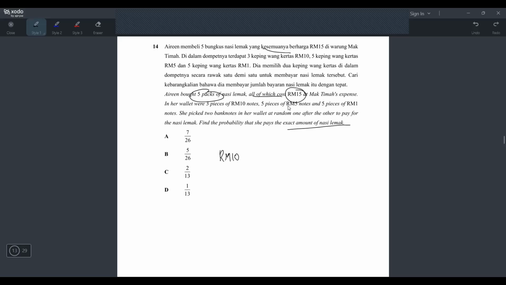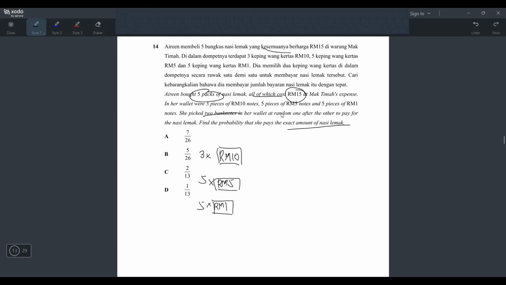Okay. And then she also has three RM10, and then she has 5 pieces of RM5. And then she also has 5 pieces of RM1. Okay, this is a very complicated probability question. I think I will do it like this. I will write down all the possibilities. Whenever we do probability, I always say the same thing, write down all the possibilities.